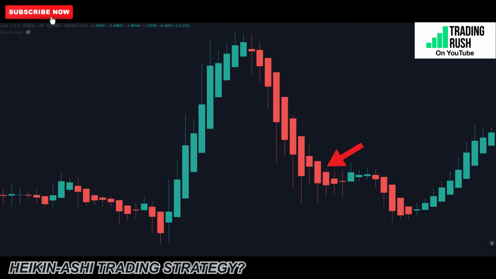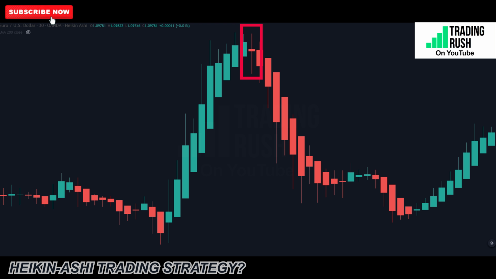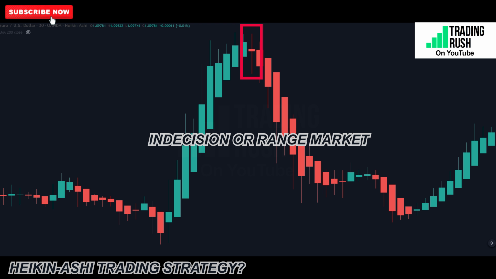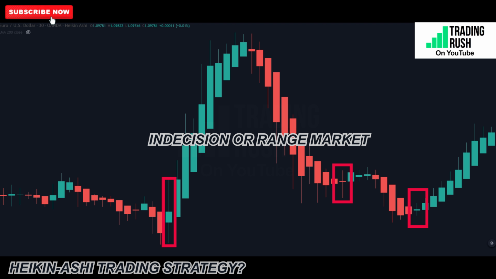Sounds easy, right? What if the candle has shadows above and below at the same time? If a Heikin Ashi candle has shadows above and below at the same time, it indicates an indecision or range market. After a series of green Heikin Ashi candles, if you see a candle that has shadows on both sides, it indicates an indecision. Similarly, after a series of red Heikin Ashi candles, if you see a candle that has shadows on both sides, it indicates an indecision or range market.